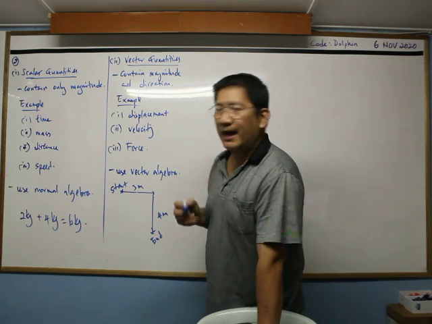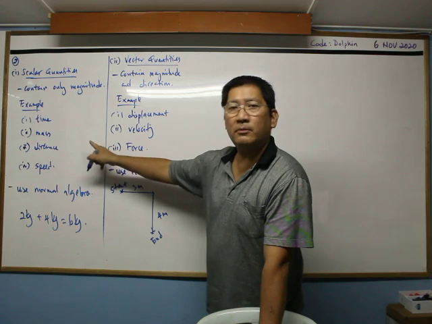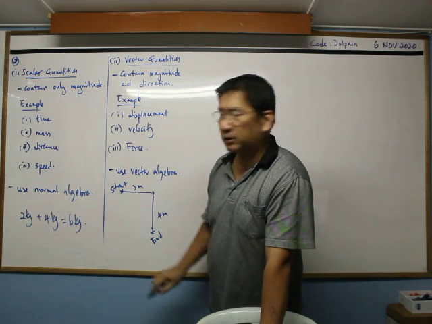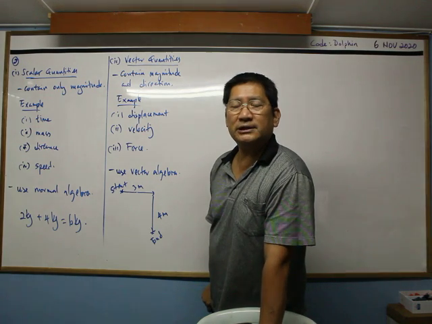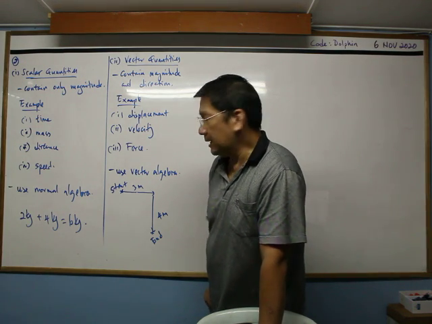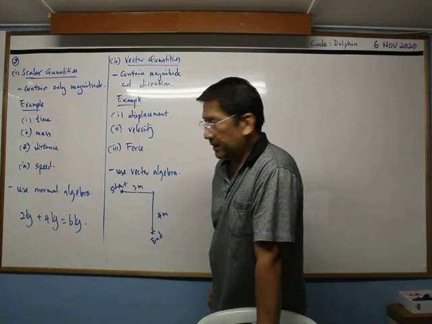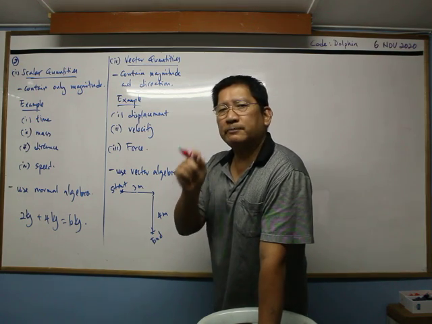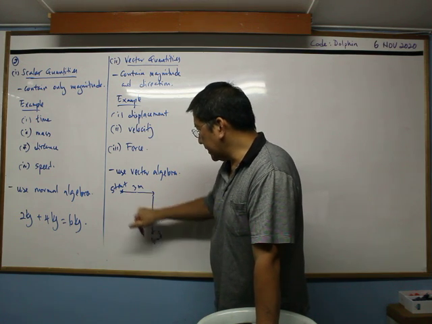So if I ask you the distance traveled, well, distance is a normal scalar quantity. So distance is easy, 3 plus 4. So your total distance is 7 meters. Okay, but if I ask you something like displacement, your displacement is the shortest possible path between 2 points. It must start here and then end here.